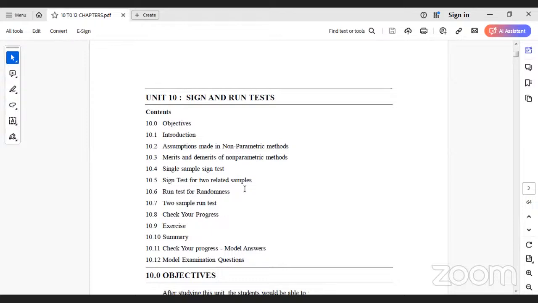Today's last class we are discussing inference in estimation: the sign and run tests. The topics are the assumptions made in non-parametric methods, the merits and demerits of non-parametric methods, the single sample sign test, the sign test for two related samples, the run test for randomness, and the two sample run test, and other topics we can learn in this unit.